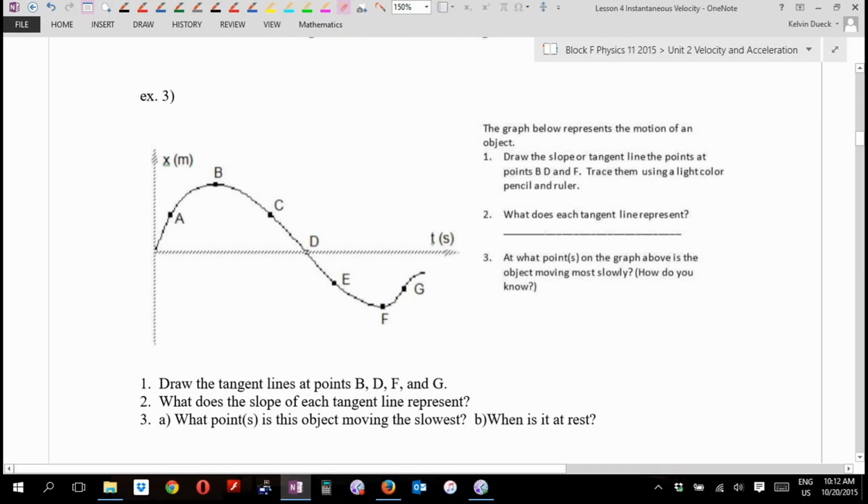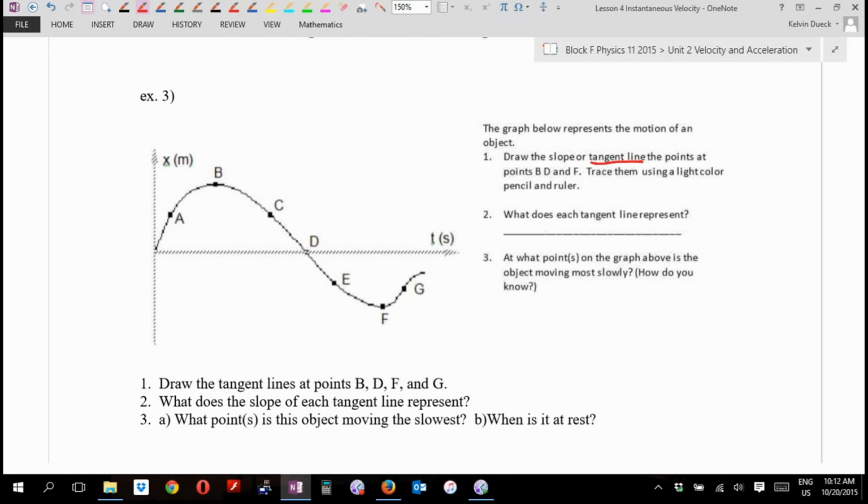At rest. Okay, so how are we going to figure that out? Read along with me. It says this. Draw the slope or tangent line. I'd like you to underline the word tangent line, please. And I have to explain what this is, but to do that I'm going to stand up and talk loud so the microphone on my computer still picks this up.